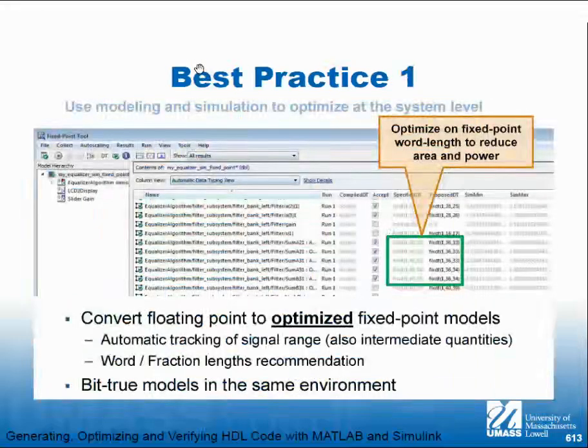So number 1, convert floating point to optimized fixed point models. The tool will do this for you. You're very concerned in digital logic about bit growth. So as you do calculations on things, they carry out to larger bits. You multiply two fixed point numbers together, the result width is the width of the two operands added together, right? You keep adding bits. So there's ways of automating that, and that's what MATLAB does really well. So it creates bit true models in the same environment.